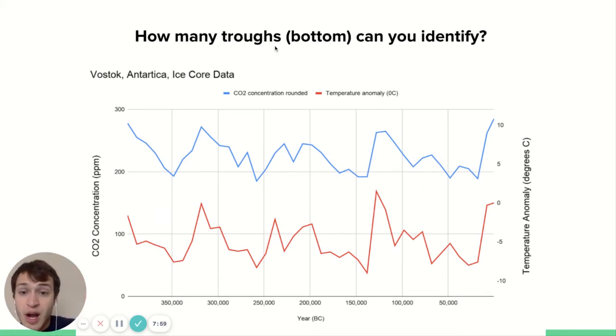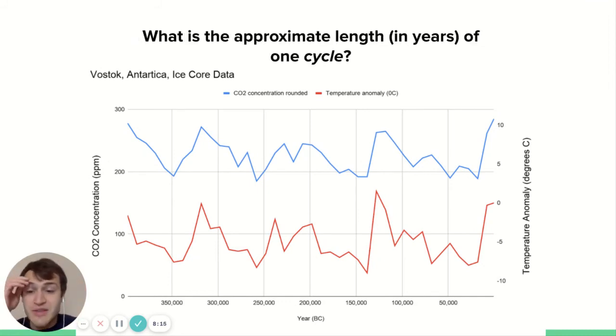We can do the same thing with troughs, which are all the bottoms, all the valleys. So again, you might say there are like 10 or 11 troughs. You might say there are 5 or 6 troughs. It just depends on if you're counting every single little one or if you're counting only the really big ones. But the reason we're counting peaks and troughs is because we can determine the approximate length in years of one cycle.